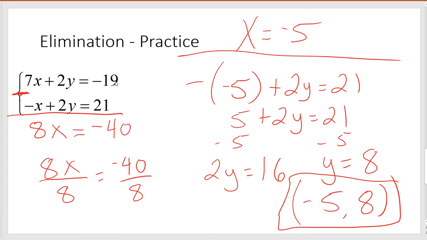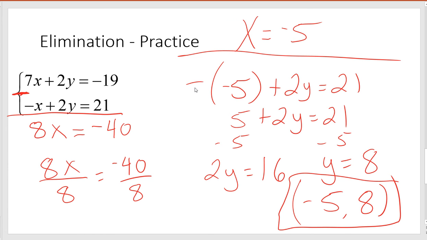Negative 19 minus 21, that's negative 40. We solve for x, and we get x equals negative 5. You then take x equals negative 5. You can plug it into either the top equation or the bottom equation. I plugged it into the bottom equation, and you'll see that work here.